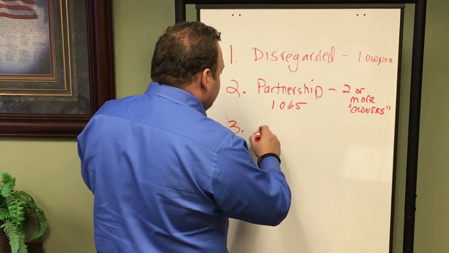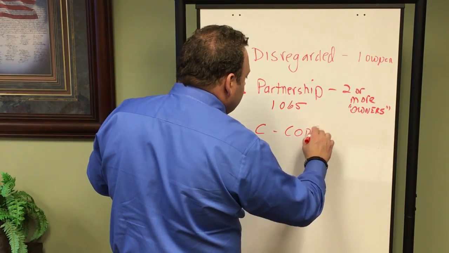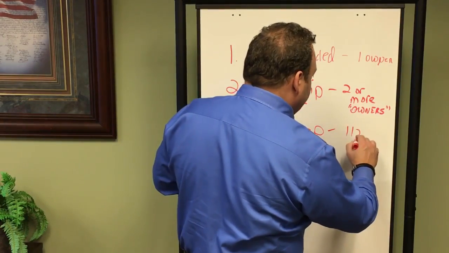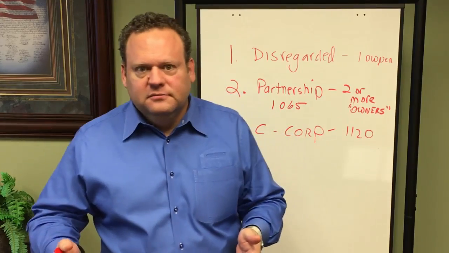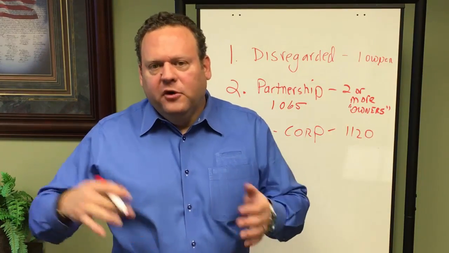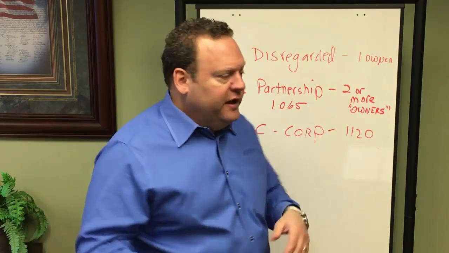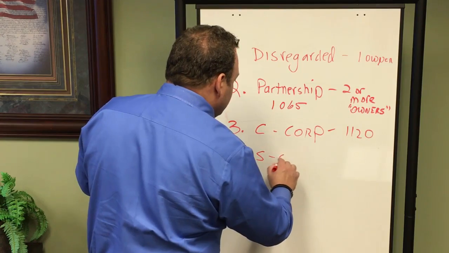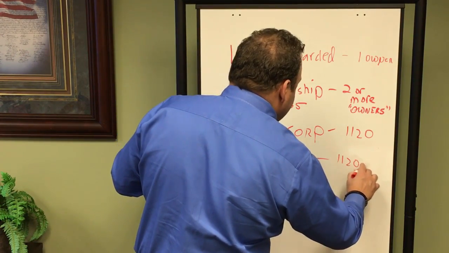Okay. Number 3, you can be a C corp. Now, as a C corp, you're going to file IRS Form 1120, which is the same as any regular C corporation. And that could be 1 member, 2 member, 3 member, 10 member, 20 member, doesn't matter, as long as you have at least one. And then the 4th is you can be an S corp, which a lot of people elect for, and you'd file 1120S.